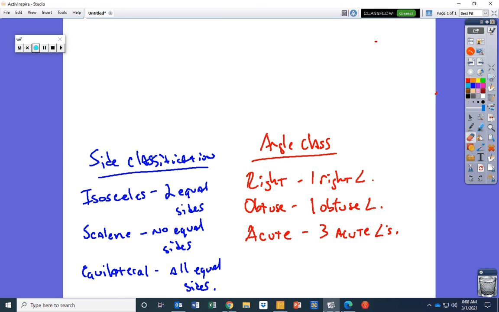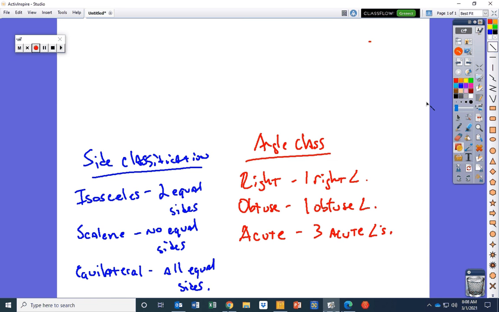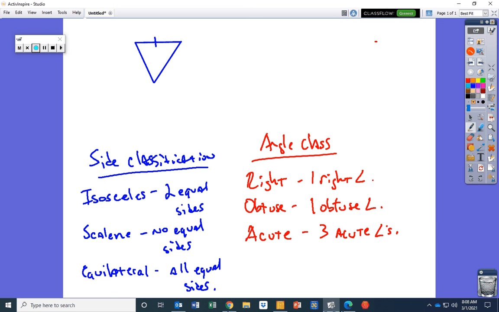So for example, if I had a triangle that looked like this, and I had tick marks on all three sides, what do you think that means? That means they're all the same. So all three of these are the same. Remember, I first classify this by angles. What are all three of these angles? They're acute. Acute, equilateral.